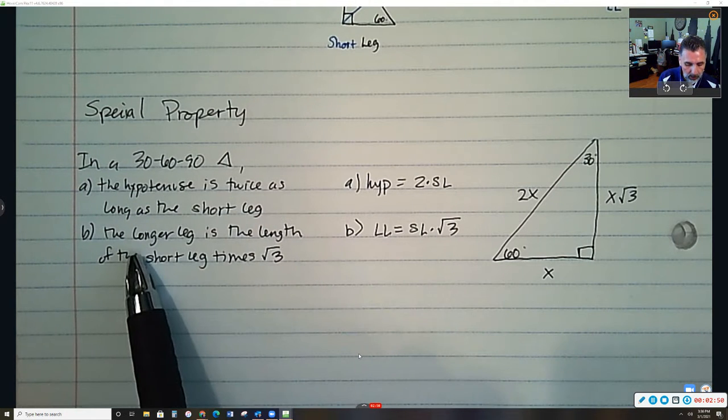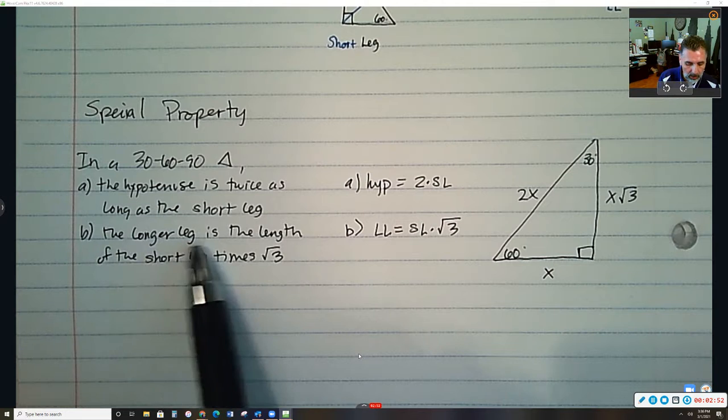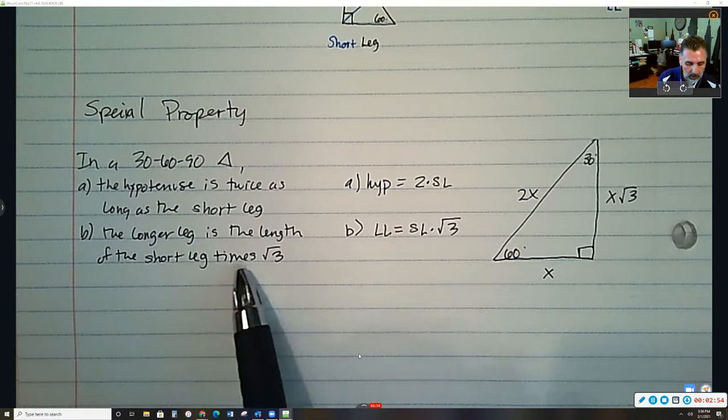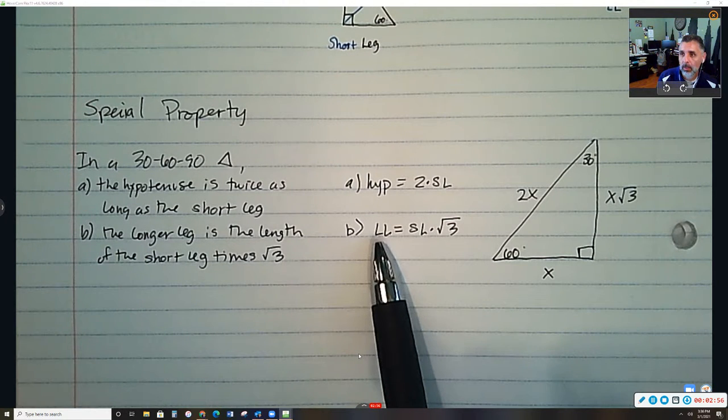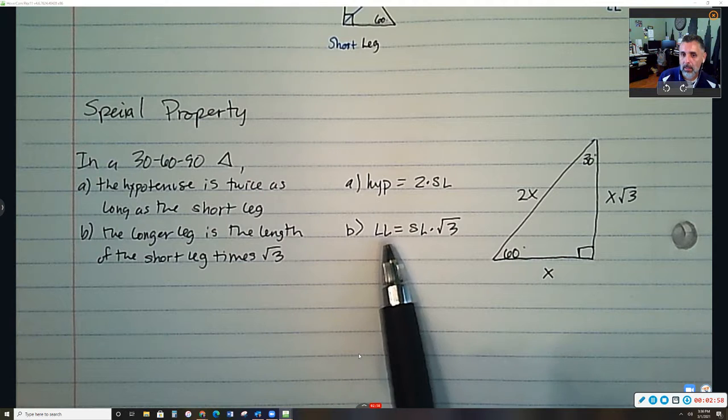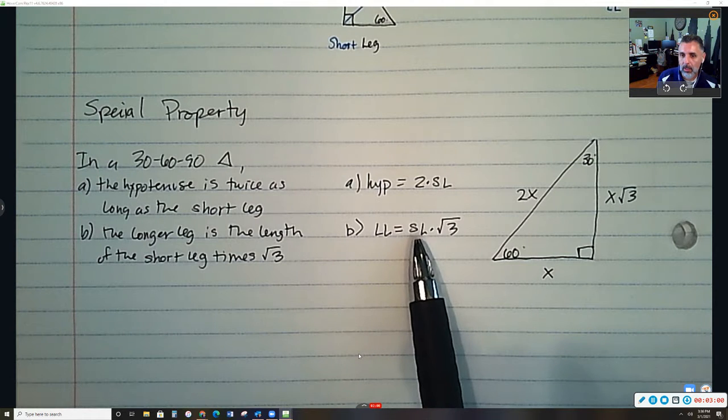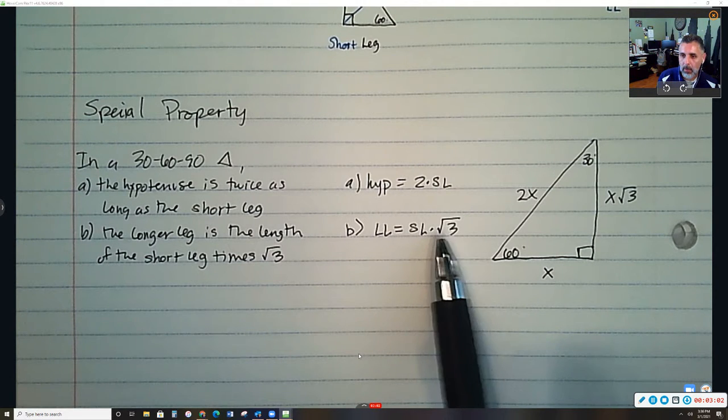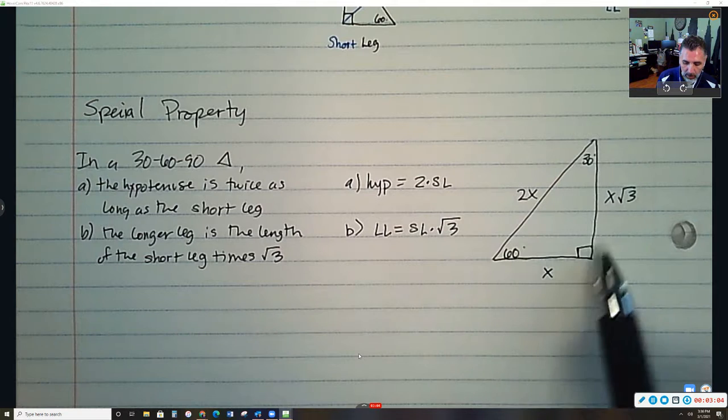And the other equation is the longer leg, or the long leg, is the length of the short leg times the square root of 3. So this is LL, long leg, equals the short leg times square root of 3. And all of that information is in the diagram.